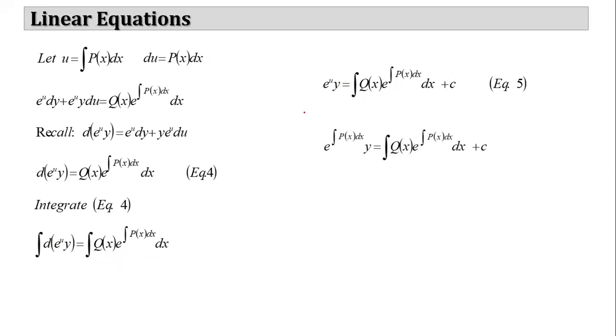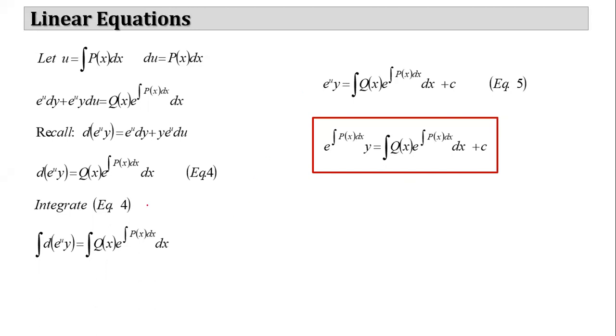And then you, again, write it back to the original variable. So this is u, and u is represented by the integral of p of x dx, all right? So therefore, the general solution of a linear differential equation is written in the form e raised to the integral of p of x dx, that's our integrating factor, multiplied to y, equals the integral of q of x times e raised to the integral of p of x dx, then times dx, and then you add c.